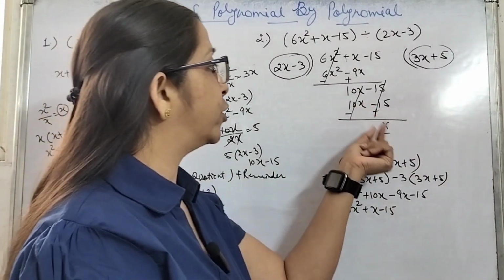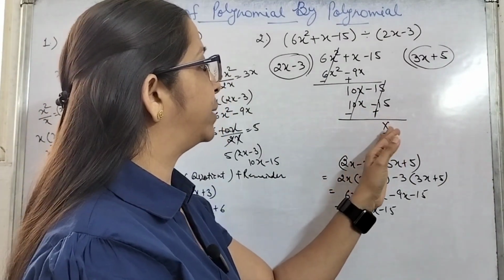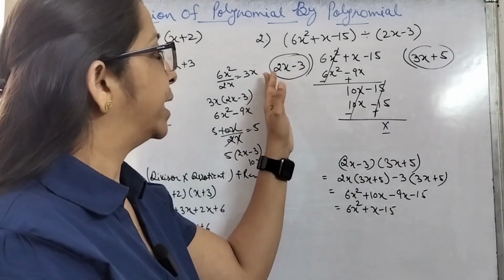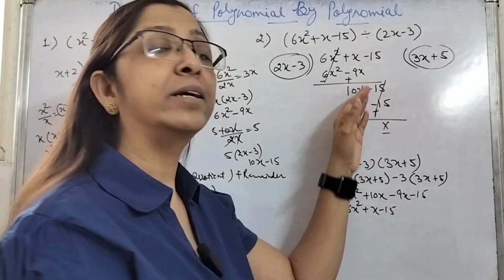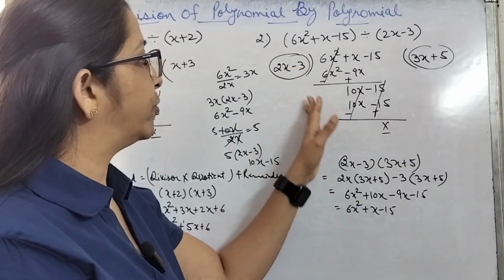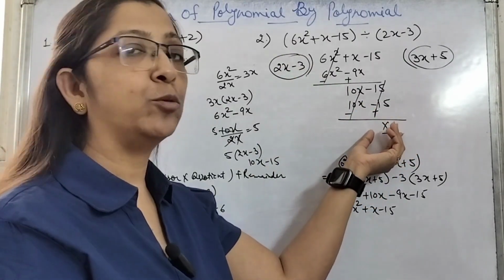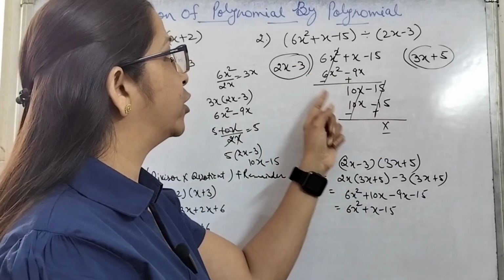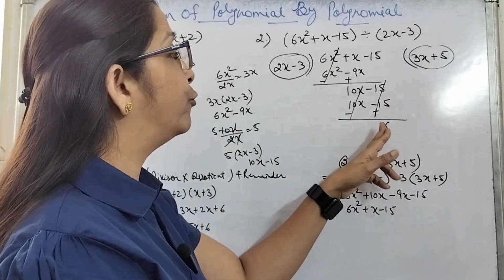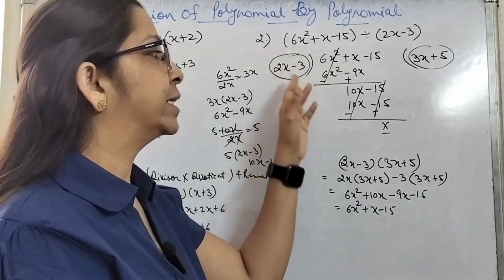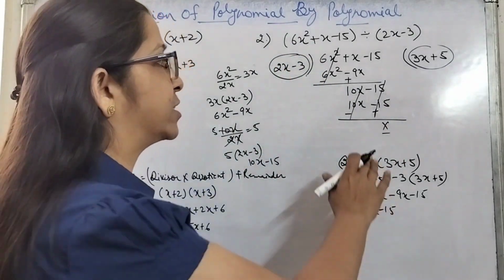Whenever the degree of the remainder is less than the degree of your divisor, in that case we will stop dividing further and that will be your remainder. So this is how we will come to know when your division is going to be stopped and when your division is complete. At that time, when the degree of the remainder is less than the degree of your divisor, further division is not possible.